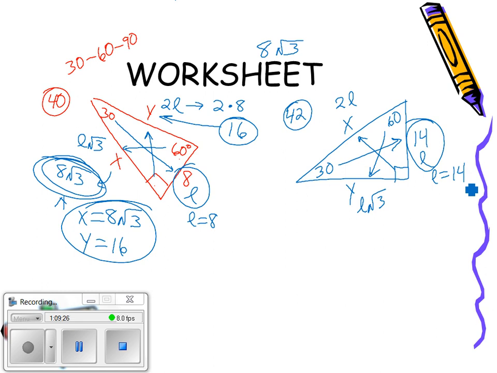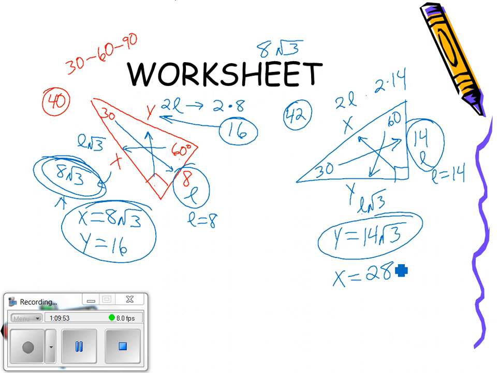Well, if L equals 14, we take that and we plug it in. If we plug it in down here, then you just take out the L, stick 14 in its place, and you get Y equals 14 times the square root of 3. Up here, you take out the L, stick 14 in, so you got 2 times 14. And you just end up with x equals 2 times 14, which is 28. Those are your 2 answers.